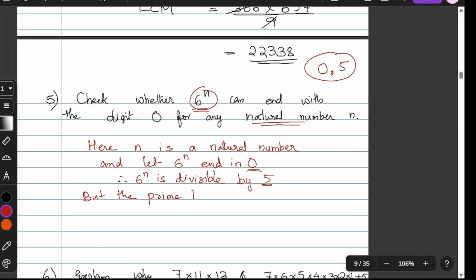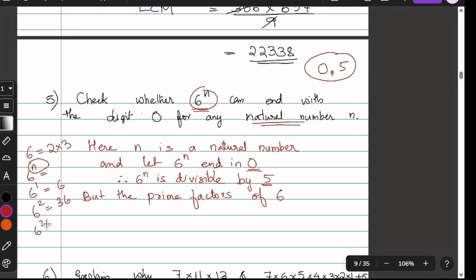But if you're checking the prime factors of 6, what are the prime factors of 6? If I write 6, I can split the 6 as 2 into 3. 6 raised to n means this n can be any natural number. Think of 6 raised to 1: the value is 6. 6 raised to 2 is going to be 6 into 6, which is 36.